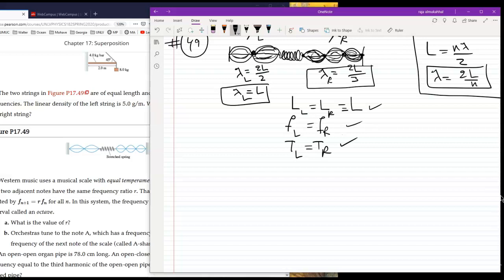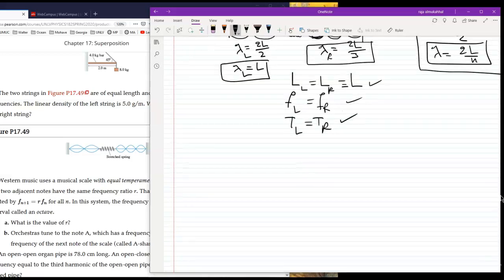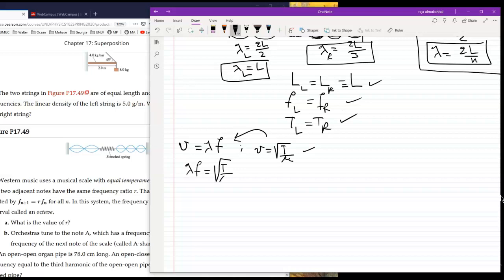So the main difference here is the following. In general, this is just a general derivation. If I know that v is equal to lambda f, and v is equal to square root of tension over mu, this is where I want to, remember, I need to find a link between the two. So this is where the link is going, right here. So now if I take that and plug it in there, I get lambda f equal to square root of T over mu. And I'm solving for mu.